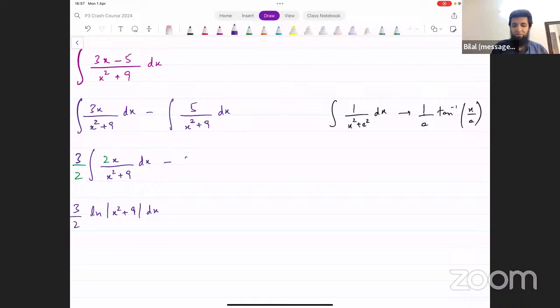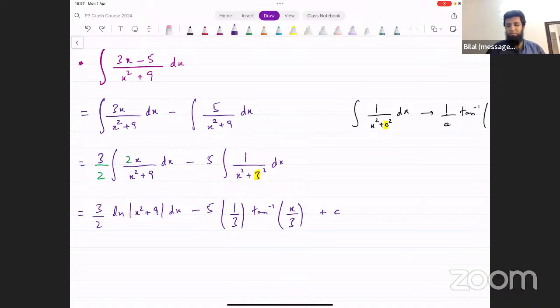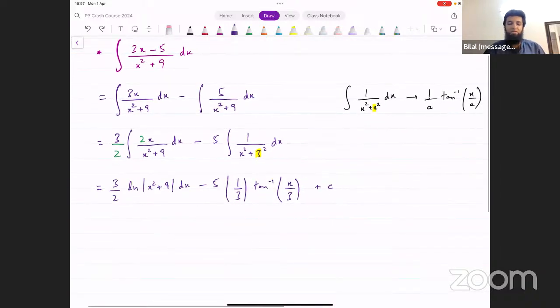What we can do is write 5 outside if we want, and then inside we would have 1 over x squared plus 3 squared. And now in place of a in that rule, we've got 3. Just apply that rule now, minus 5 as it is, multiplied by 1 over a, that's 1 over 3, into tan inverse of x over a, that's x over 3, plus c, and that is your final integral. You could write it as 5 over 3, but that's as much simplification as you can do. That will be your final result.